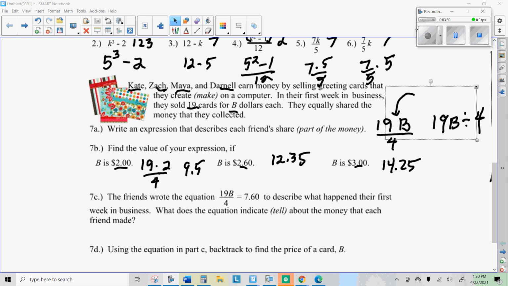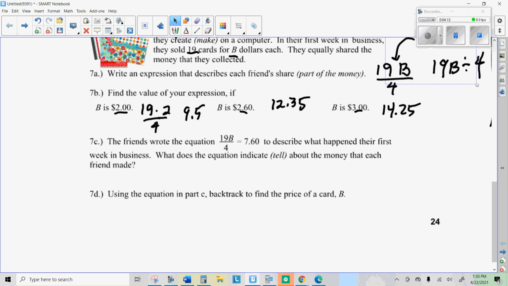All right, so here's what I got for those. Now the friends wrote the equation 19 times b divided by 4 equals 760 to describe what happened in their first week of business. What does the equation indicate about the money that each friend made? So when they split it into 4 parts, they each got $7.60. Okay, so we're going to backtrack and figure out what they charge for the price of the card.